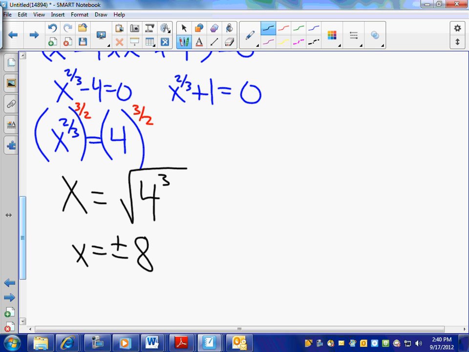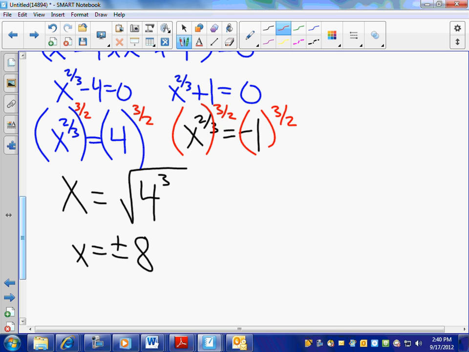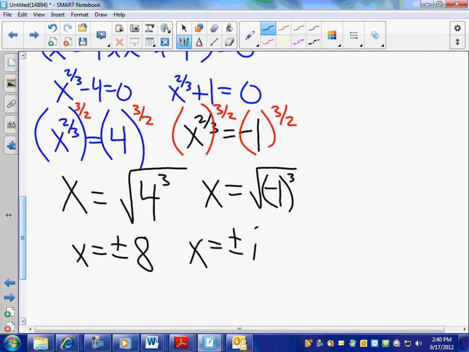Let's try the other one. X to the 2/3 is equal to -1. I raise each side to what power? 3/2. On one side, I'm left with x. The other side, I have -1 to the 3/2. That would be the square root of -1 to the 3rd power. What is -1 to the 3rd power? -1. Square root of -1? Plus or minus i. Yes! You're so smart.